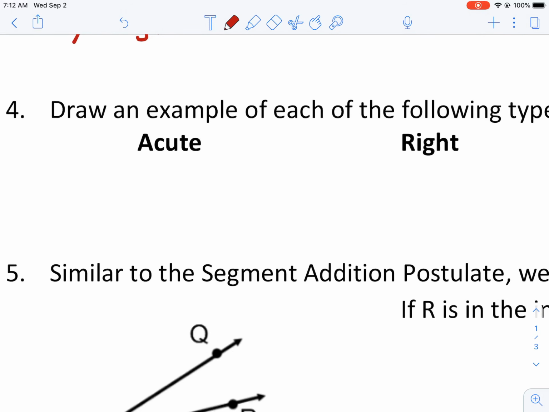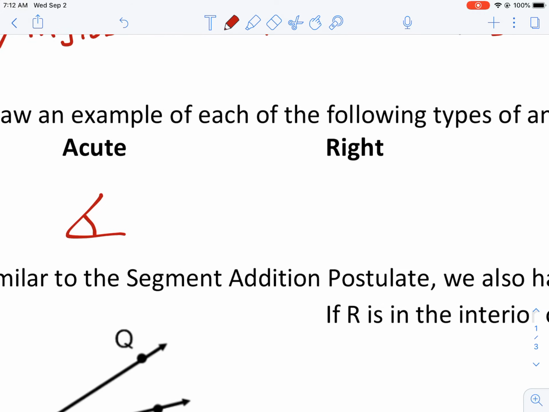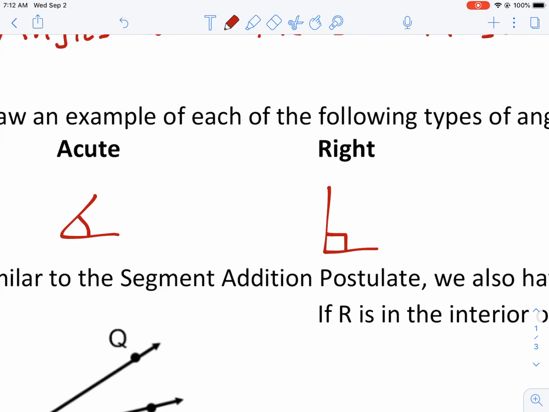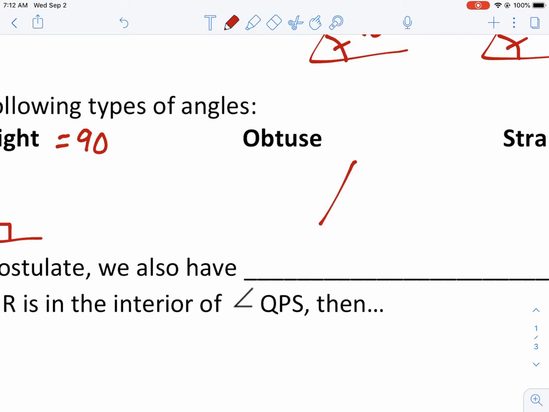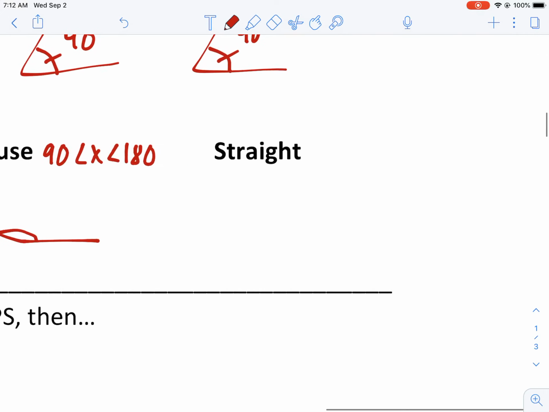So you should know this already, but in case you don't, acute angles, all right, are anything less than 90. Right angles are exactly 90 degrees. So this is less than 90. This equals 90, all right? Obtuse angles are greater than 90, but less than 180, okay? It can't be 180. And the reason for that is a straight angle equals 180.